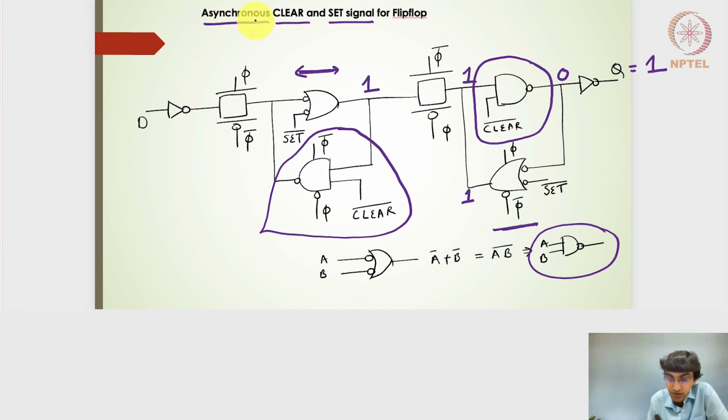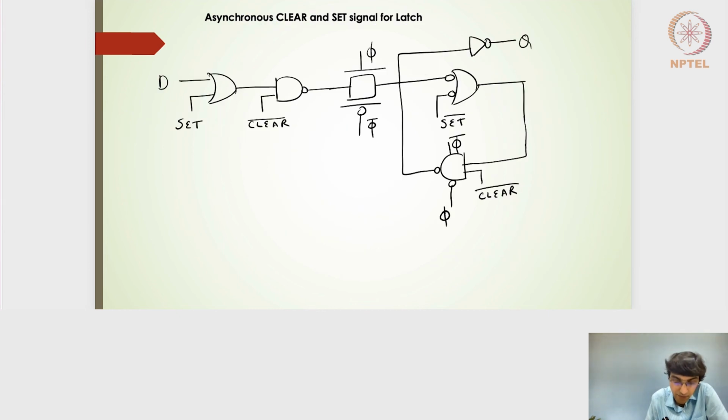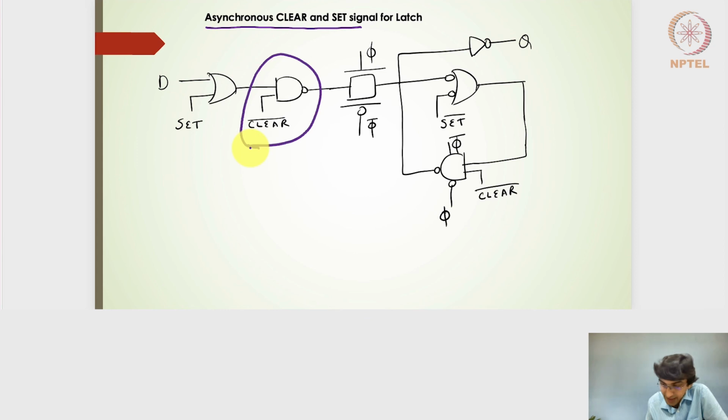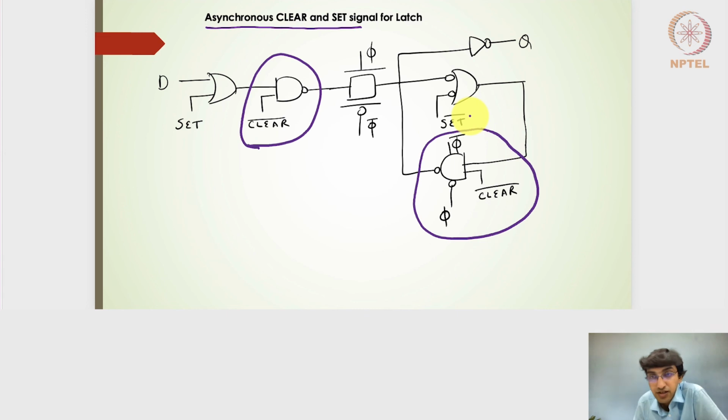So we have seen the asynchronous set and clear signal for the flip-flop. The last one is the asynchronous clear and set signal for the latch designs. For the latch designs, what we are seeing is an asynchronous clear signal, which was accommodated by this particular 2-input NAND gate and this particular 2-input tri-state or the clocked NAND gate. But if I want to accommodate the set signal, pretty simple. For the synchronous clear and set signal, however, we have designed, we had this 2-input OR gate, and then that is being followed by the 2-input NAND gate.